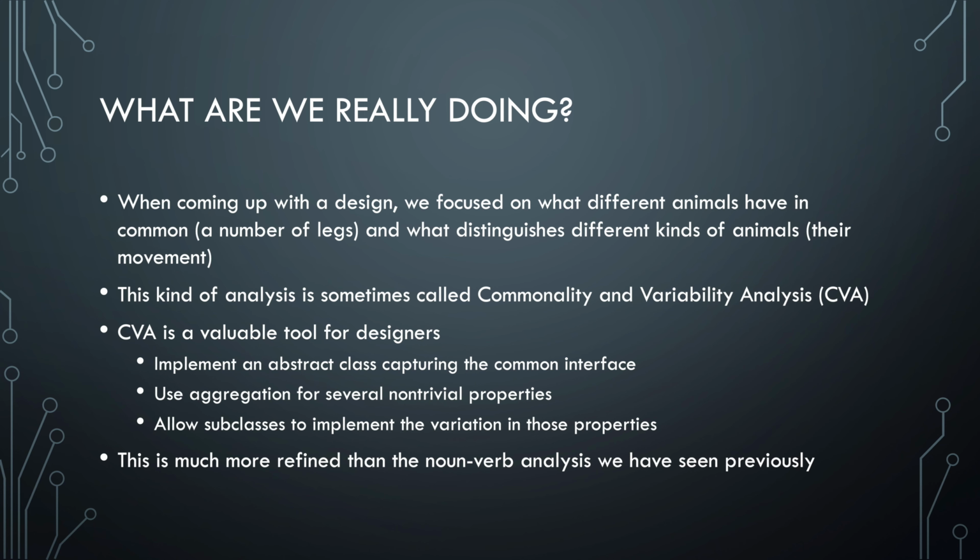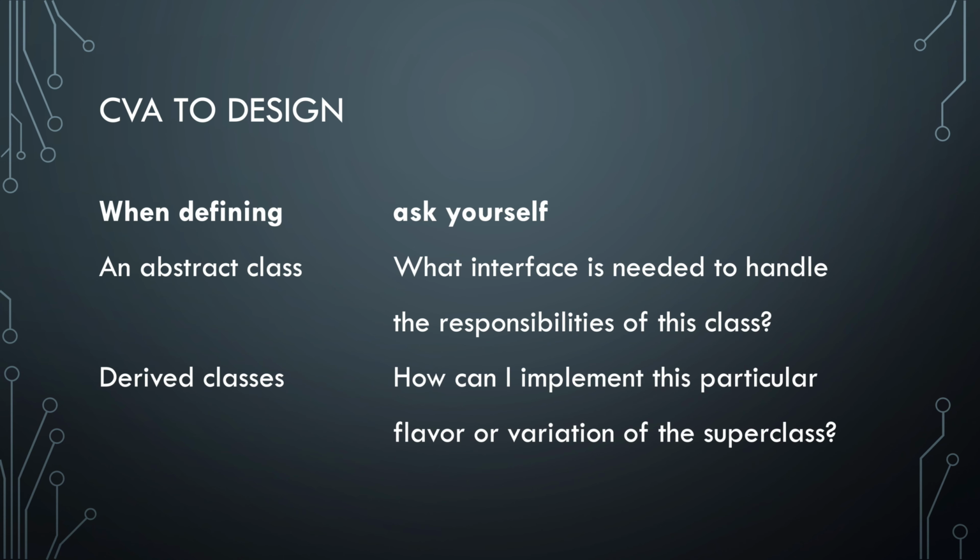You capture the common interface with an abstract class. Then, for each property that varies, use an aggregation. Subclasses can then implement the variations in those properties. As you can see, CVA takes us a step further than simple noun and verb analysis we've seen earlier. Translating CVA to software design means, with an abstract class, you need to think about the interface that is needed to handle the responsibilities of the class. Derived classes are used to implement a particular flavor or variation of the superclass.